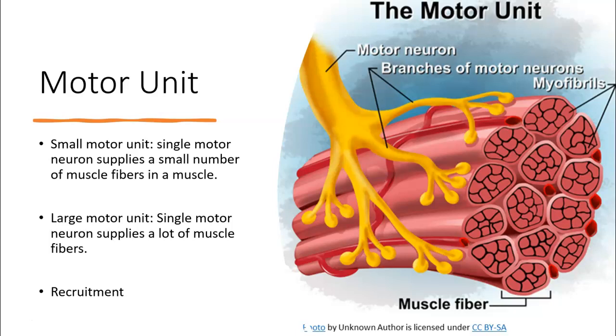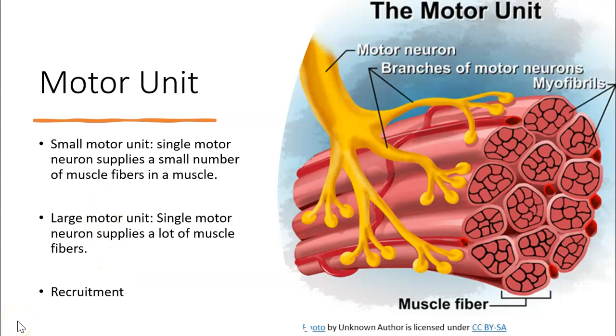So all of the different groups of muscle fibers here that are supplied by this motor neuron are called the motor unit. The size of a motor unit is variable depending on the nature of the muscle and what its function is going to be. They put motor units into two categories: a small motor unit, which is a single motor neuron that supplies a small number of muscle fibers in a muscle, and a large motor unit, which is a single motor neuron that supplies a lot of muscle fibers.